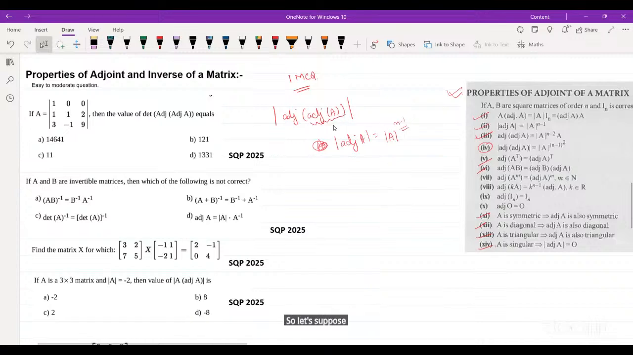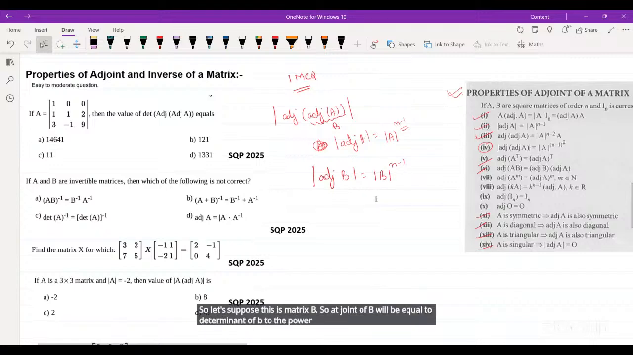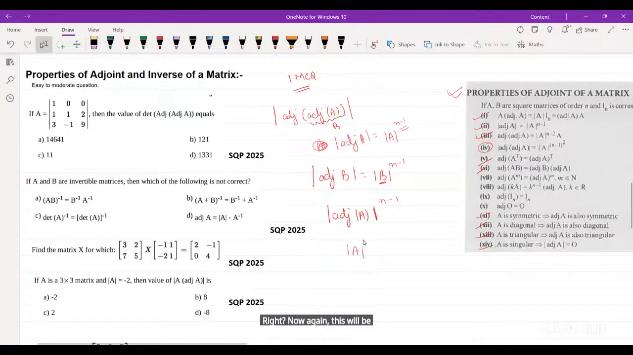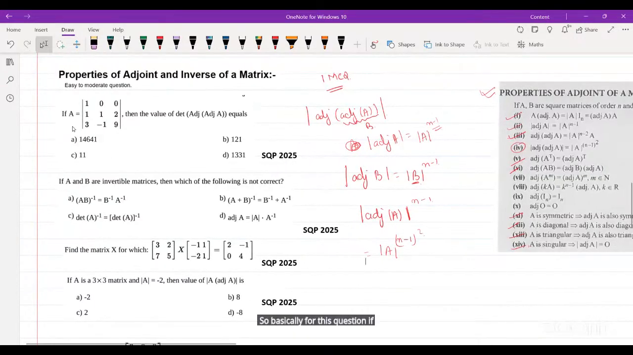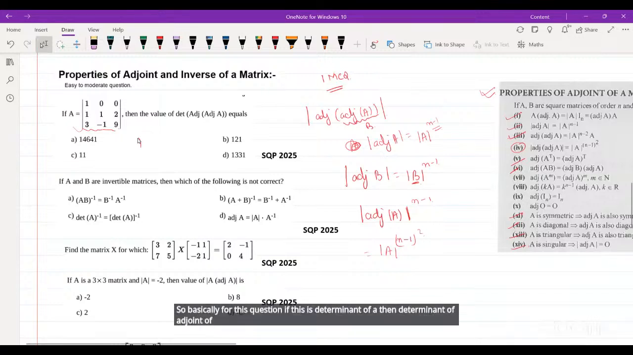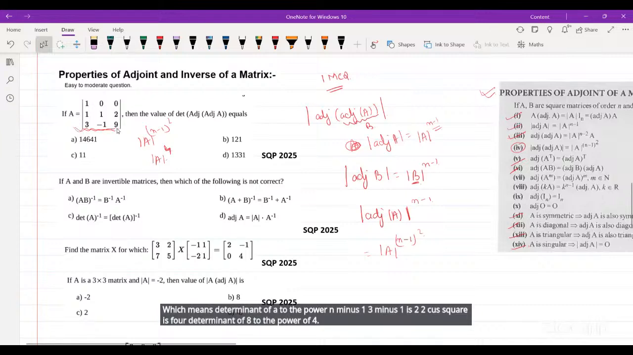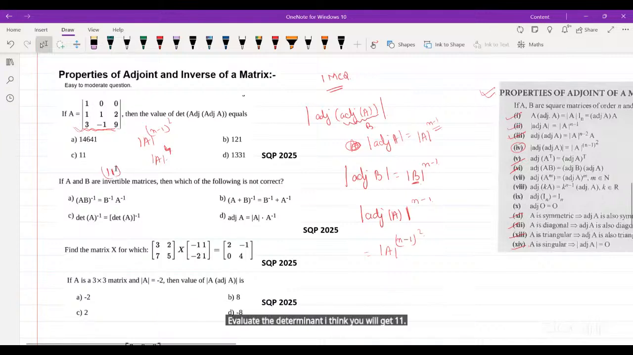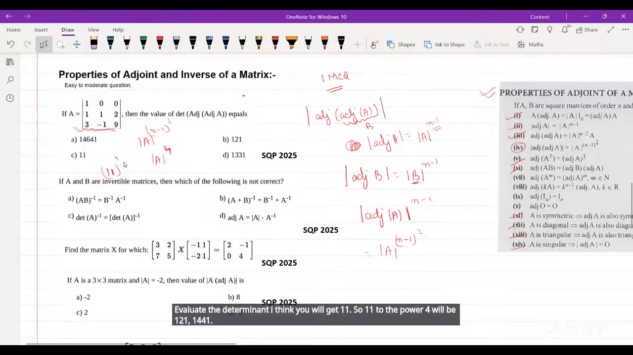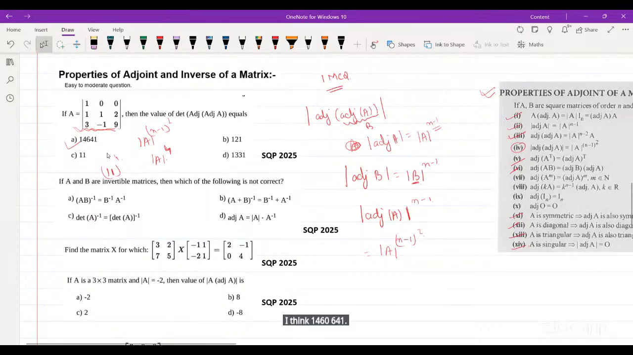So let's suppose this is matrix B. So the determinant of adjoint of B will be equal to determinant of B to the power n minus 1. Now what is determinant of B? Determinant of B is equal to the determinant of adjoint of A, right? So for this question, if this is determinant of A, then determinant of adjoint of A will be determinant of A to the power n minus 1, whole squared, which means determinant of A to the power n minus 1, 3 minus 1 is 2, 2 squared is 4, determinant of A to the power 4. Evaluate the determinant, I think you will get 11. So 11 to the power 4 will be 121, 1441. I think 14,641. This will be the answer.